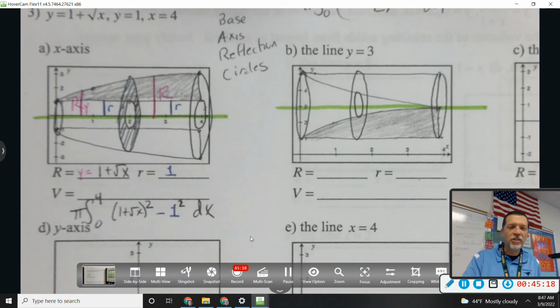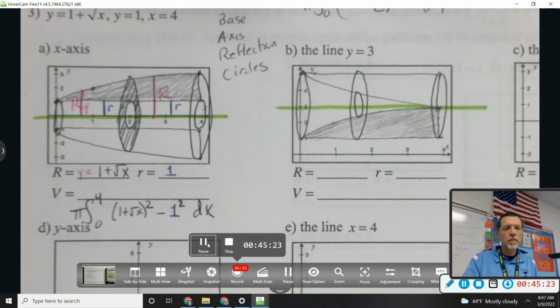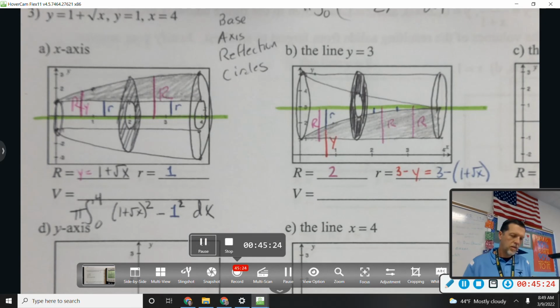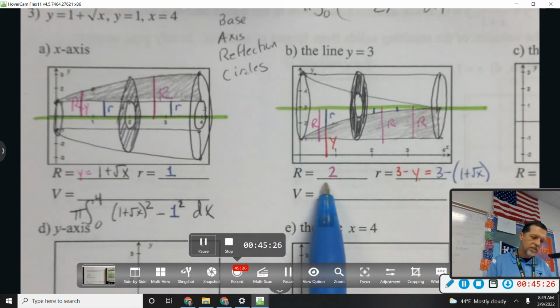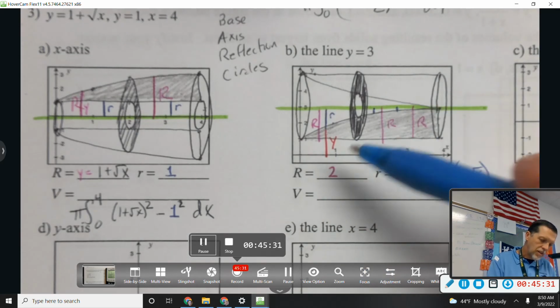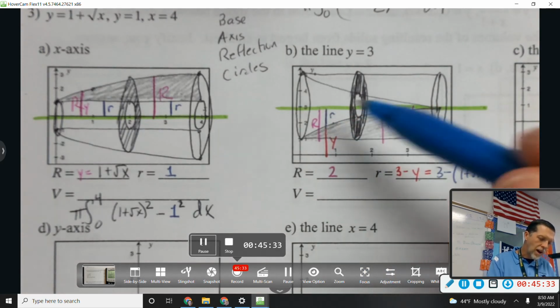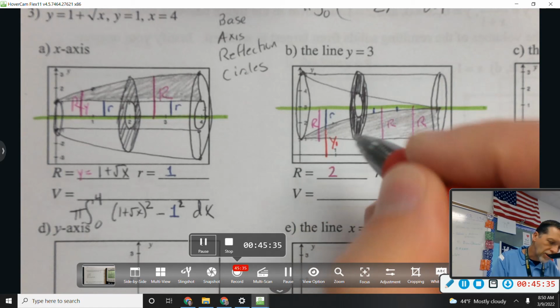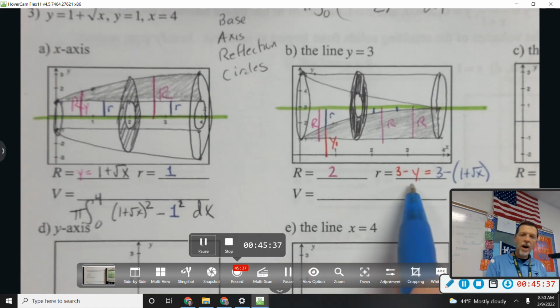See if you can figure out big R and little r. Again, big R is constant, so it's just 2. Little r is changing. It's 3 minus the y, or the y1, whatever you want to call it. But I can't use y because my slices are dx. I've got to have everything in terms of x.